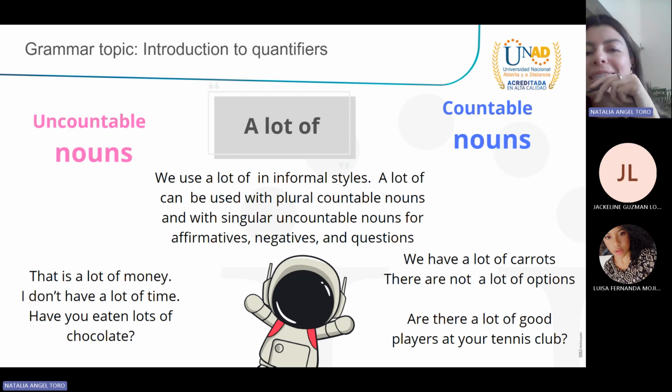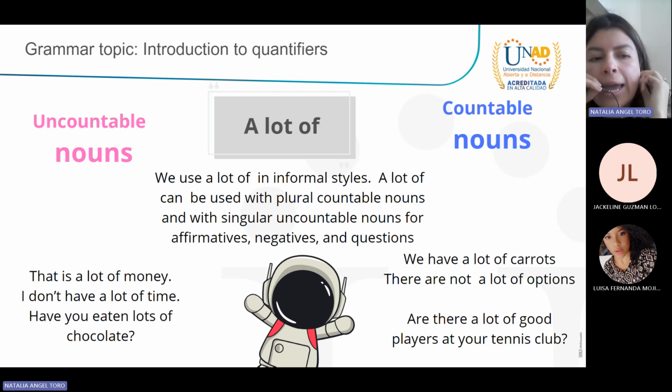But it's important to know that a lot of is an informal style we can use. It means that it's very common and used by native English speakers when they are talking about something or on chat, but not, for example, in an essay or academic text. It's not used. So it is a useful quantifier, and we can use it with countable or uncountable nouns.